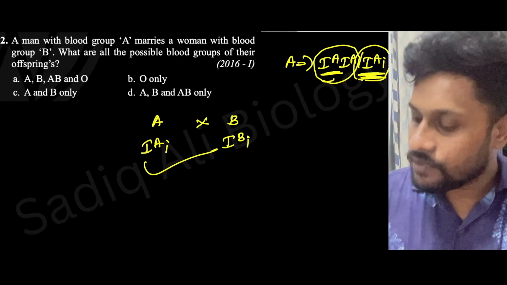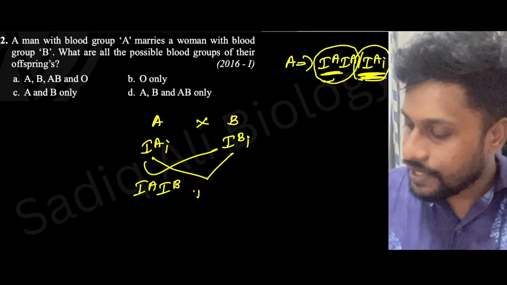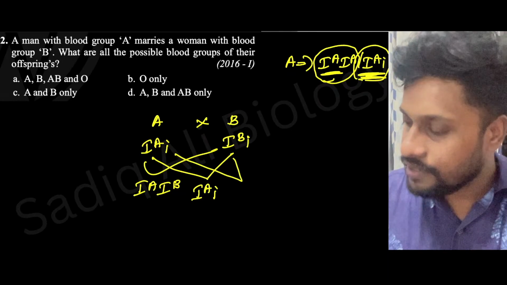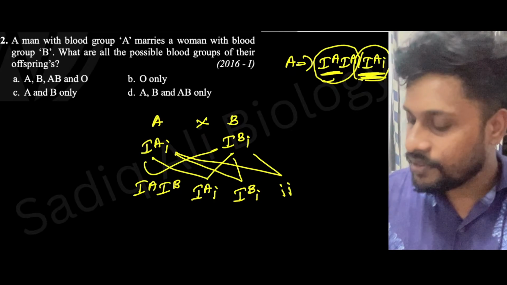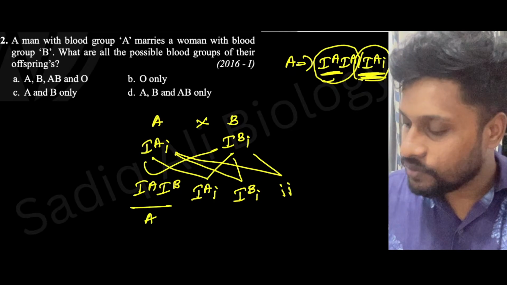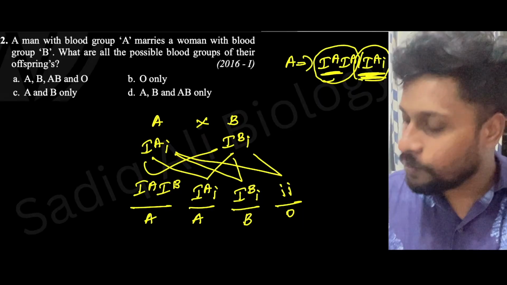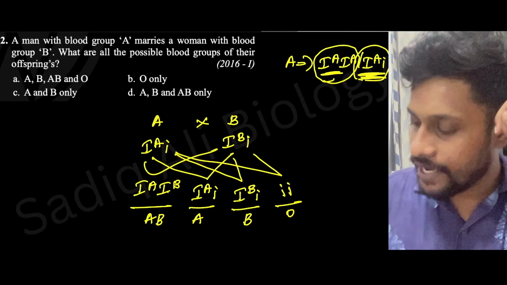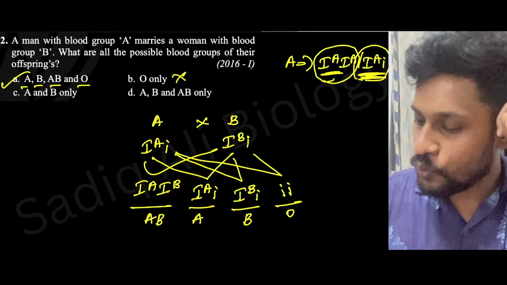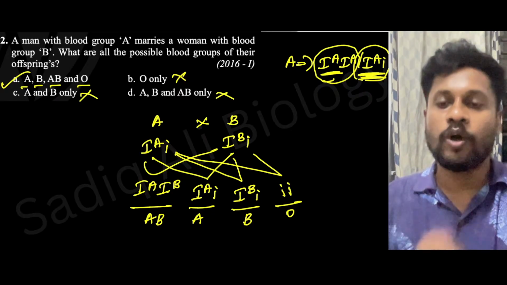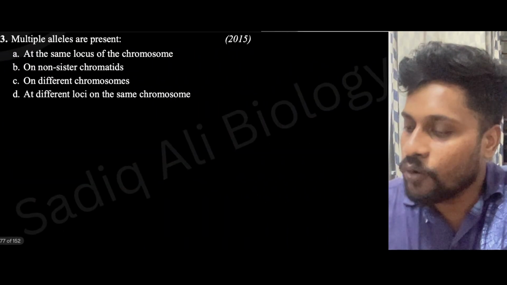Now let's cross IA, IB with IA small i, IB small i. Guys, tell me what is this? A blood group, B blood group, AB blood group, O blood group. So all four are possible: A, B, AB, O. Answer will be option one. Very good, guys. All are correct.